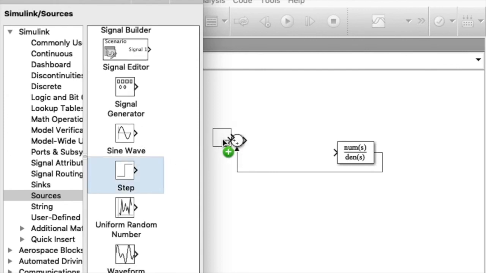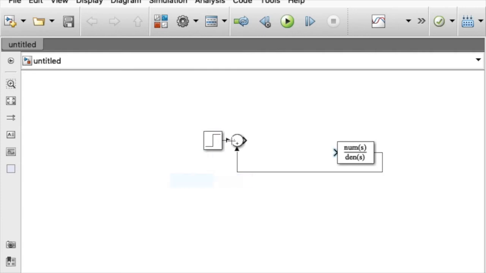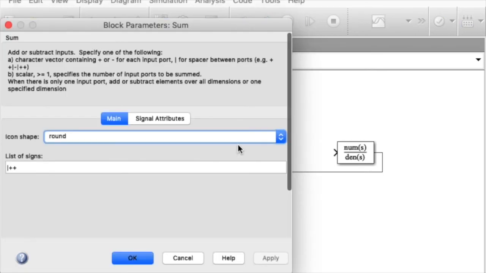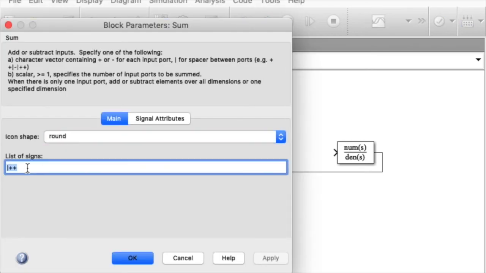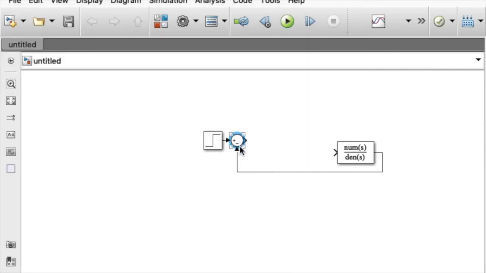Or you can use just a step input, right? So that's our Y reference. And so that's the Y ref. So we can change this because it has to be negative. So apply. Because we want to compute the error, right? So Y reference minus Y. So that will be your error.